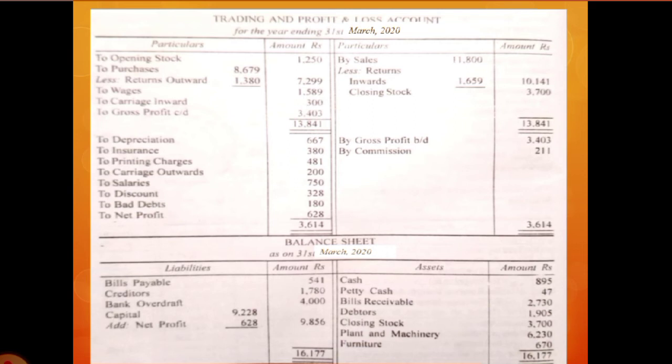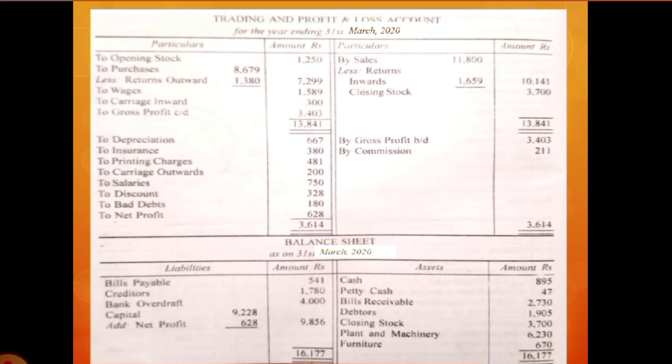Now the gross profit from the trading account will be brought down to the profit and loss account. After the trading account, the profit and loss account immediately begins. So the gross profit will be brought down to the credit side of the profit and loss account. In the profit and loss account, we show all the indirect expenses on the debit side and all the indirect incomes on the credit side.